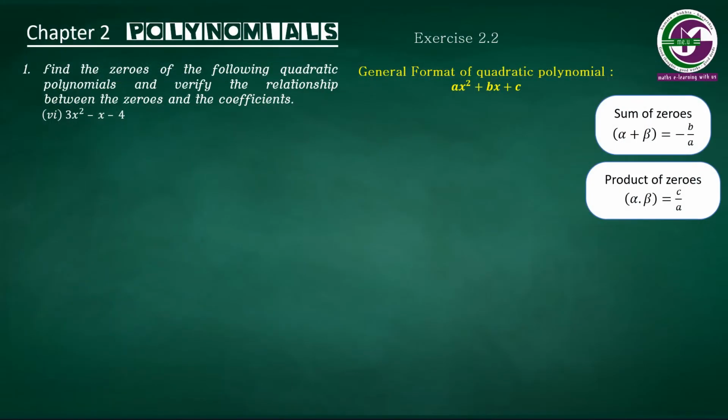Now the last sub question of the first question, 3x square minus x minus 4. It is in the standard form, right? x square term, then x term, then constant term. We need to find the a, b, c.